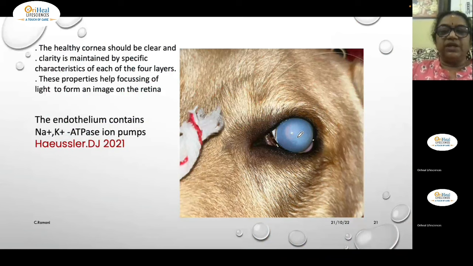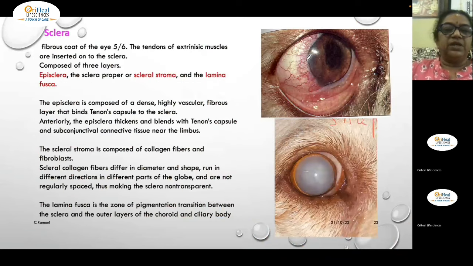Now comes the sclera. Sclera is a very thick structure, and it forms about 5/6 of the fibrous coat. The various straight muscles are inserted onto the sclera, and it is composed of the episclera, scleral stroma, and the lamina fusca. The episclera and the scleral stroma are important, because whenever we do surgeries on the sclera, such as filtration surgeries for glaucoma, as well as to give some blocks, that is the subtenon block, we try to work over these areas. So you have to know what the episclera is and what the scleral stroma is.